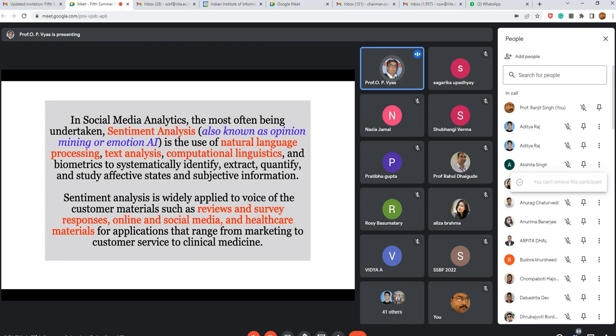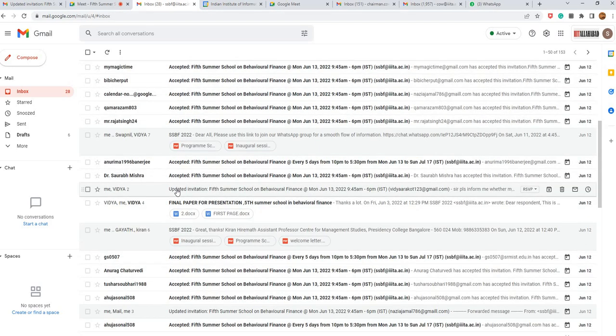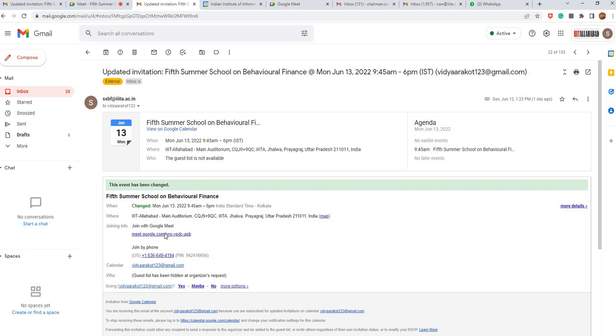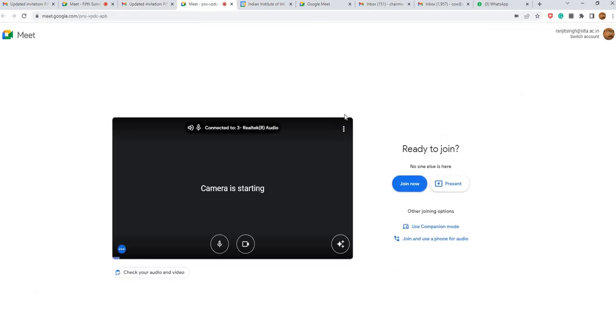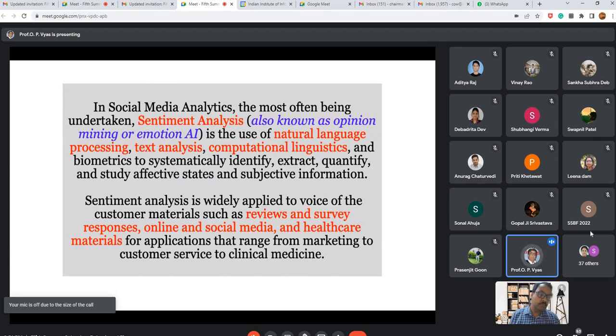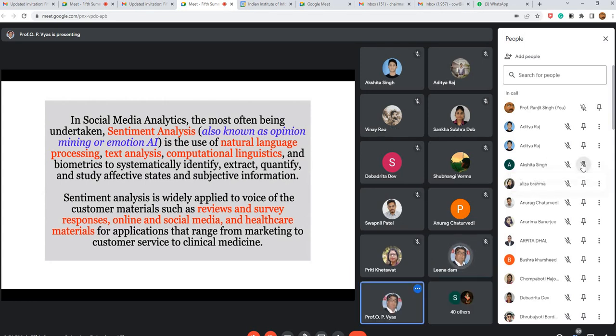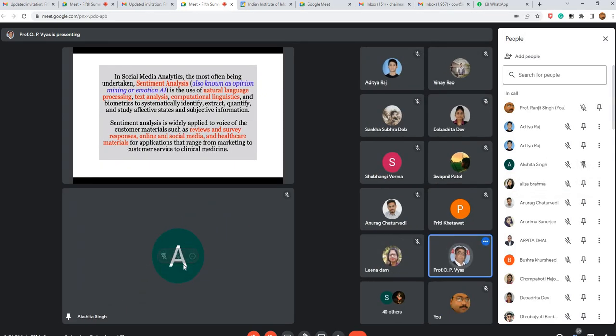Also, one name is emotion AI, emotion artificial intelligence. It is a use of natural language processing, text analysis, computational linguistics, and biometrics to systematically identify, extract, quantify, and study affective states and subjective information. It's widely applied to voice of the customer materials, such as reviews and survey responses, online and social media, and healthcare materials, for applications that range from marketing to customer service to clinical medicine. This is very hugely being used. Whatever review you type, it automatically goes through sentiment analysis.